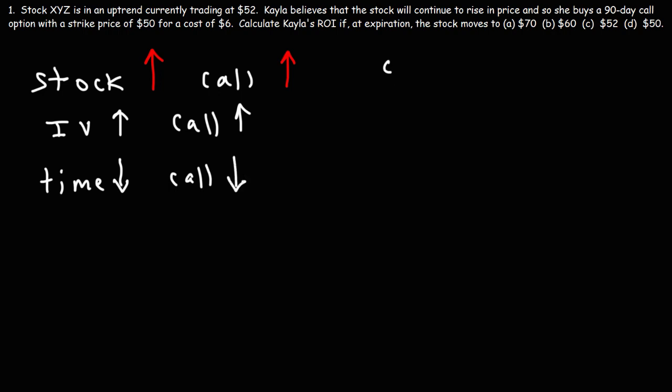Now, the call option has two parts to it: its intrinsic value and its extrinsic value. The intrinsic value depends on the price of the stock, and it doesn't depend on implied volatility or time decay. So as the stock goes up, the intrinsic value of the call option goes up.